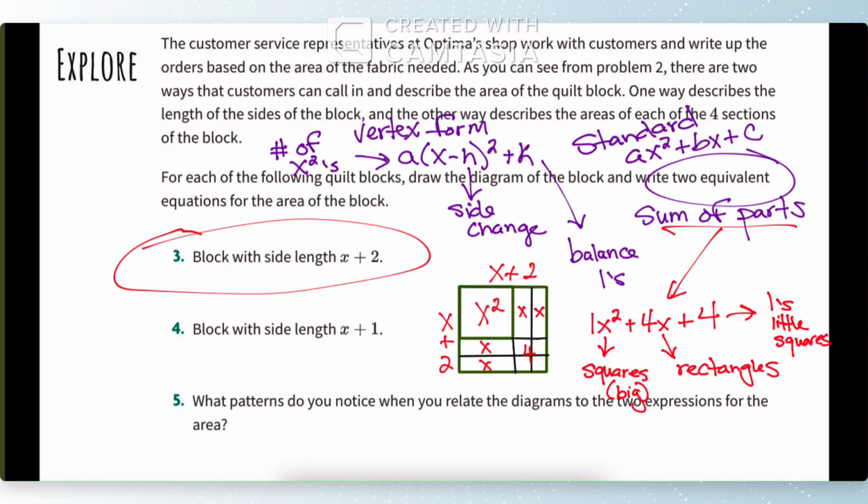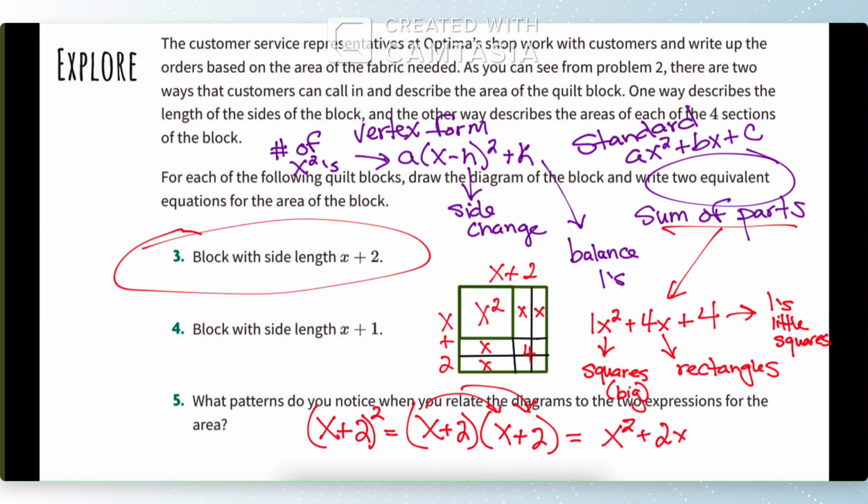And then just verifying that with our double distribution, right? If I did an x plus 2 squared, that would be x plus 2 times x plus 2. And then when I double distribute, I get my x squared plus my 2x, another 2x, and a 4. And when I combine like terms, I get my x squared plus my 4x plus 4. So there are number 3's answers.